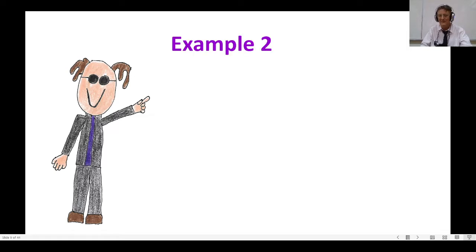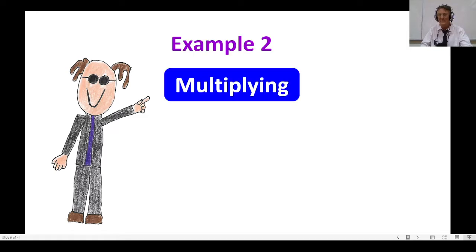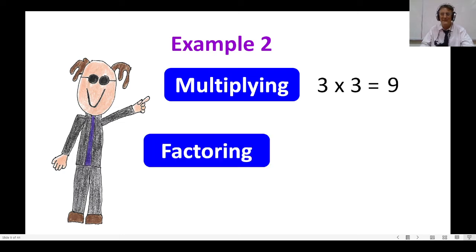Example number 2. Multiplying: 3 times 3 equals 9. Very good. Factoring: 9 equals what? It must be 3 times 3. It is the exact opposite of multiplying. You can call it unmultiplying if you like, but it is the exact opposite.